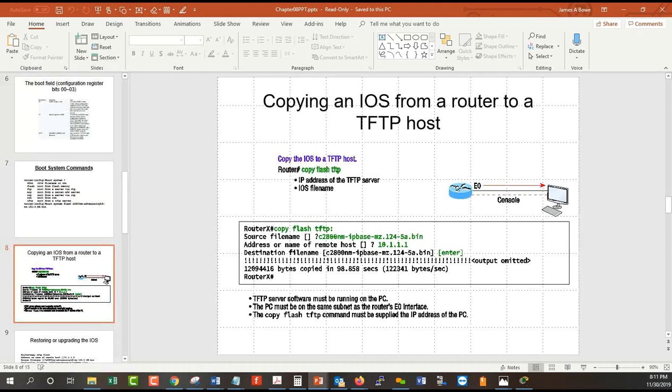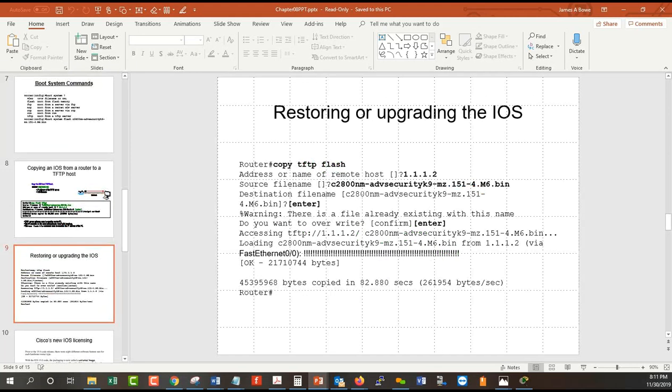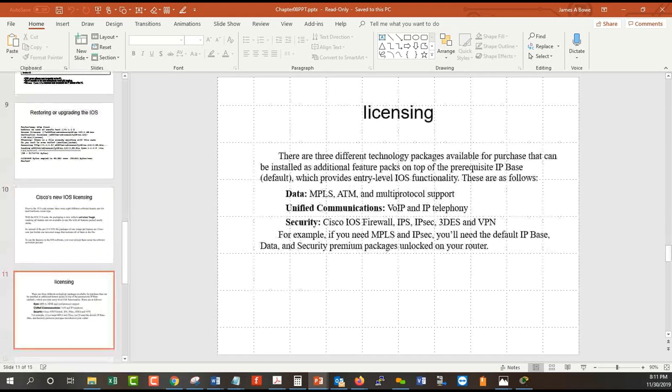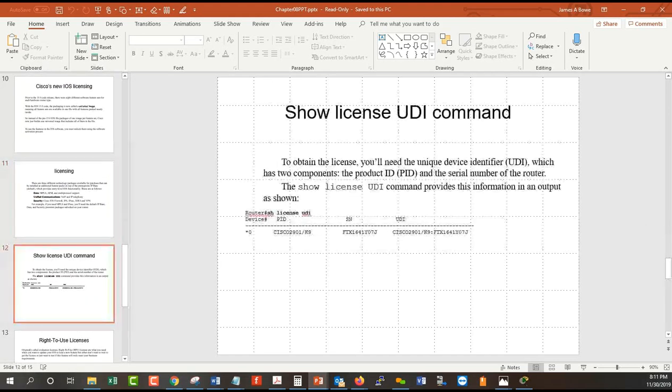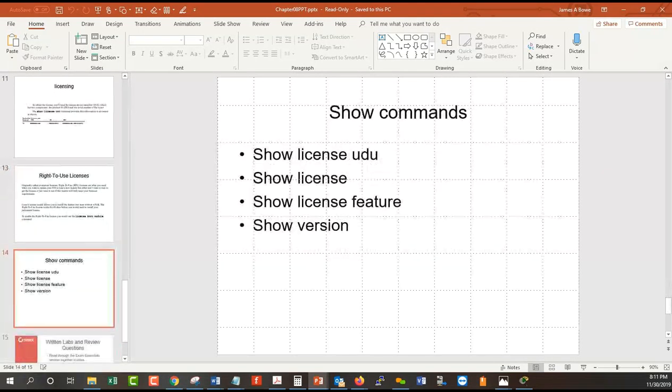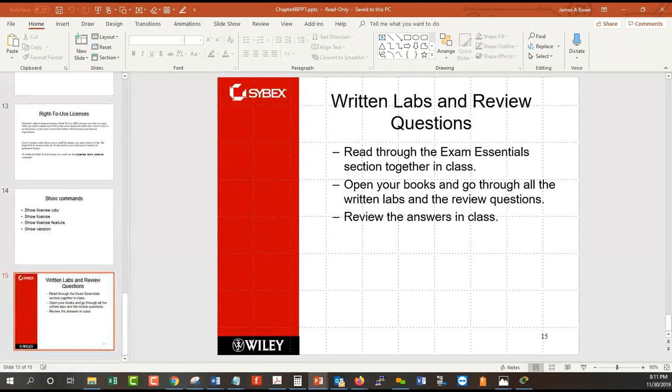Okay, this is where we essentially are able to copy our IOS from the router to a TFTP server, or copy it back, and we did that as part of Lab 8, or how to restore or upgrade our IOS. I'm not going to get into licensing. We did review it, but I'm just going to leave it out for right now.